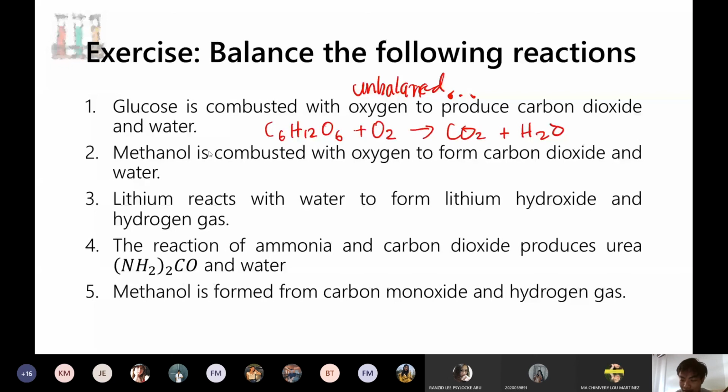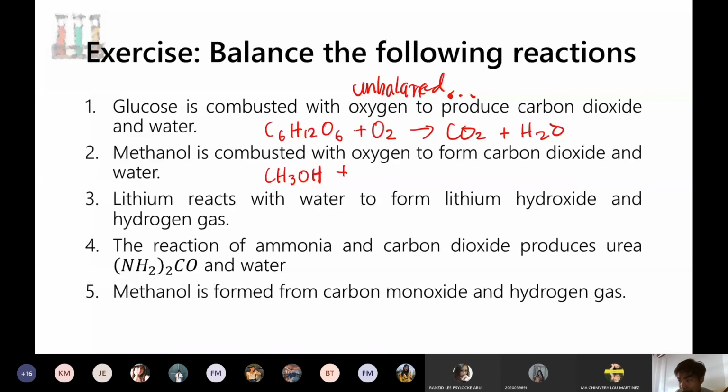So methanol is combusted with oxygen to form carbon dioxide and water. The formula for methanol, if you want to Google it, is CH3OH. Pwede ring CH4O na, so pinagsama lang yung H, CH4O. Okay. Pero sa organic chemistry, mas better yung CH3OH. So in the future, malalaman nyo yan.